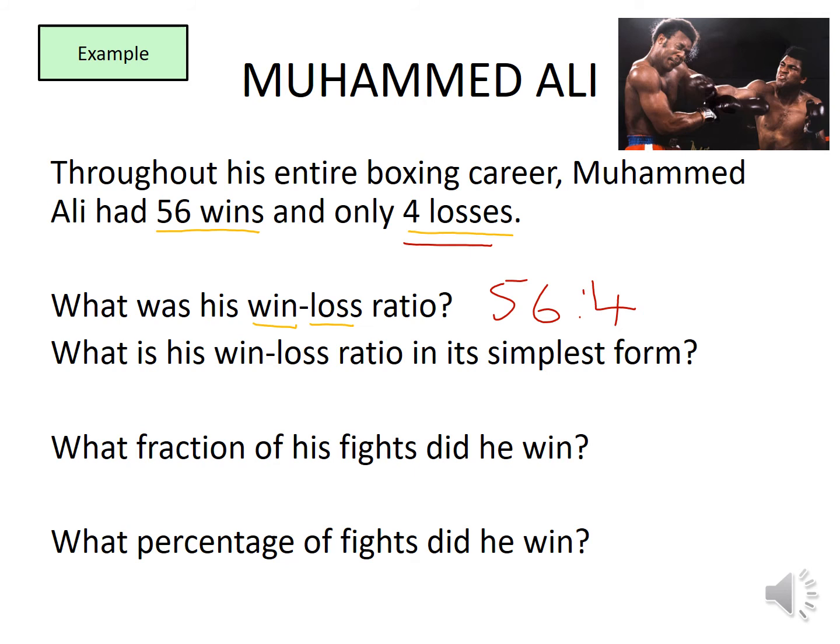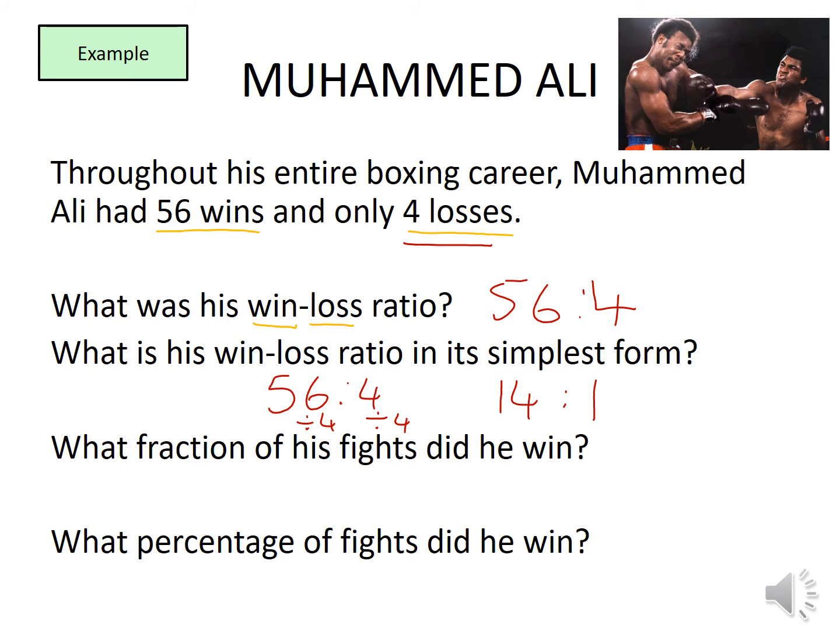Notice it doesn't ask for the simplest form. However, the next question does. This question asks us to simplify the ratio of 56 to 4. In order to do that, I can divide by our highest common factor. So I'm going to divide both sides by 4, and I now get 14 to 1. Okay? 14 to 1.